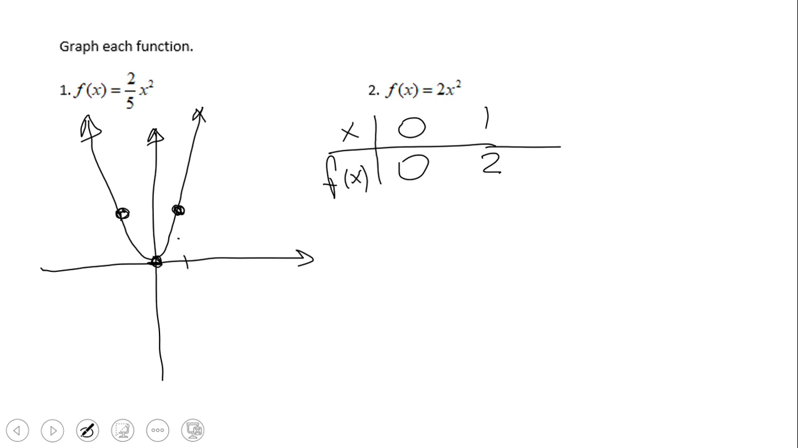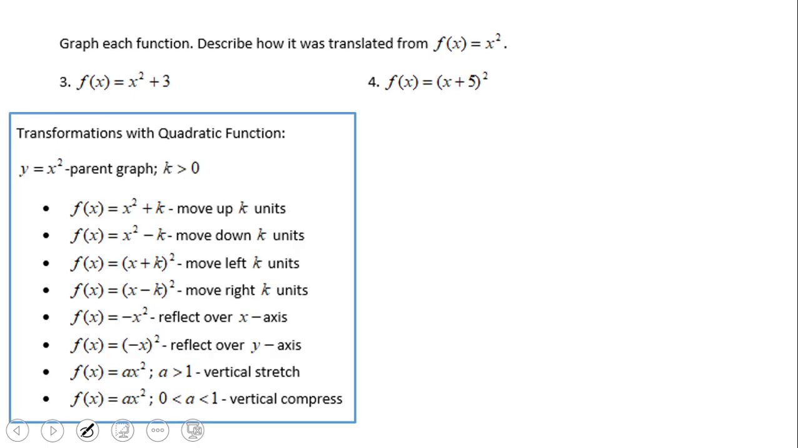Simply plug them in. 0 gives you 0 out, 1 is giving you 2 out. Plot the points, reflect the second point, right? 1 and 2 becomes negative 1 and 2. And you have a decent graph.